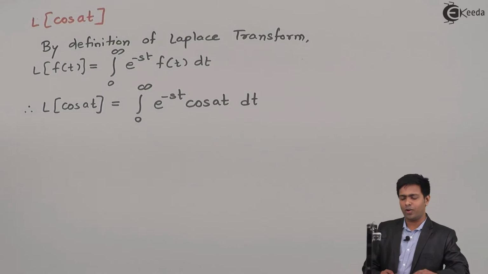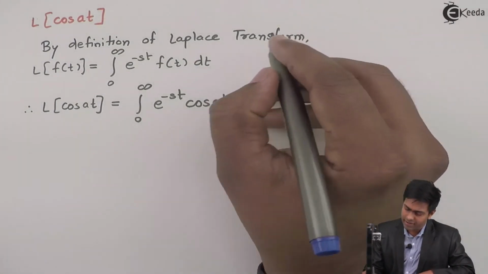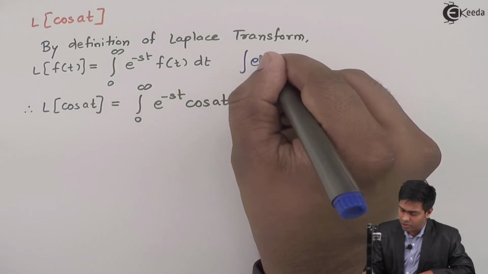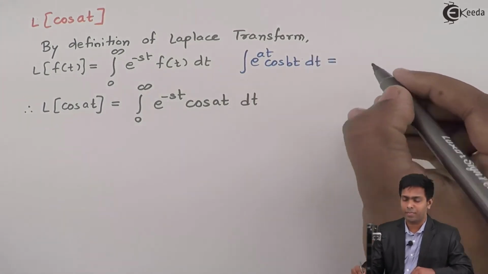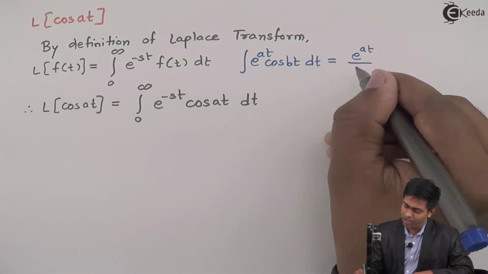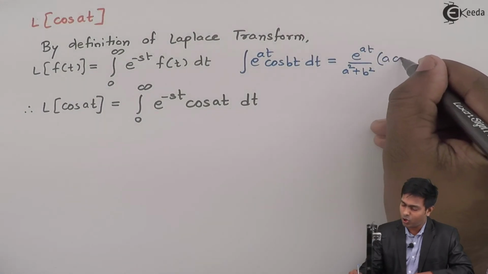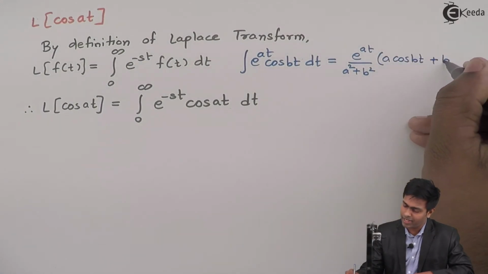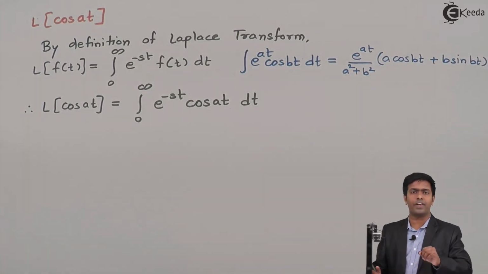To find the value of the integration of e raised to minus st into cos at, we are going to use one formula, which is a property of integration. Now what is the property of integration? The property is given like this: the integration of e raised to at cos bt dt is equal to e raised to at upon a squared plus b squared, in brackets a cos bt plus b sin bt. So this is that formula, or I'll say it is a property of integration.